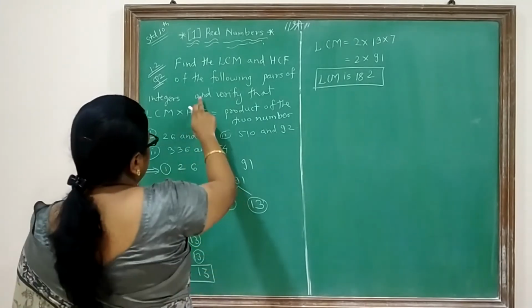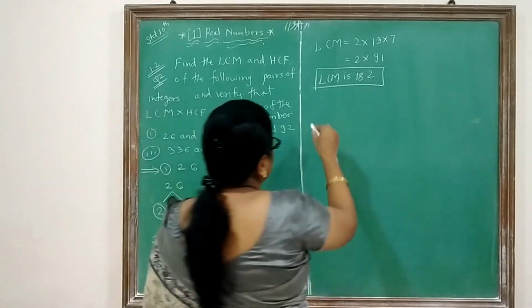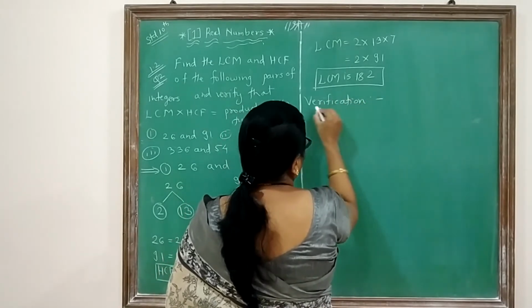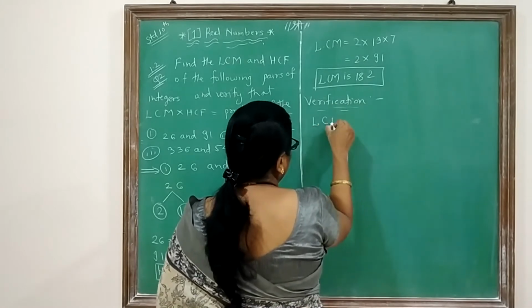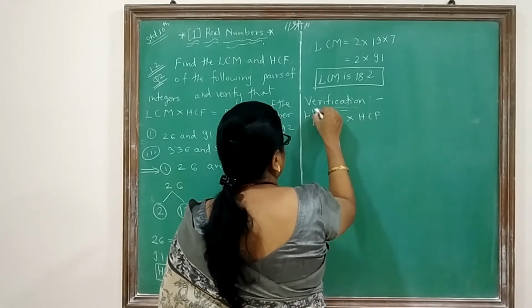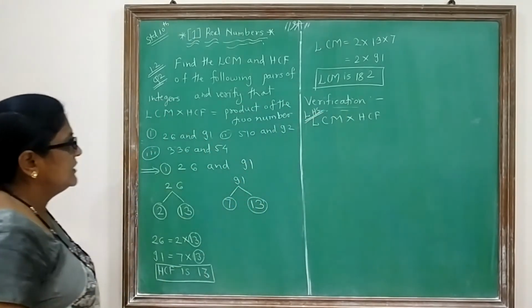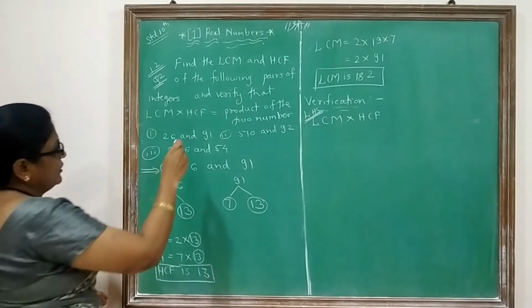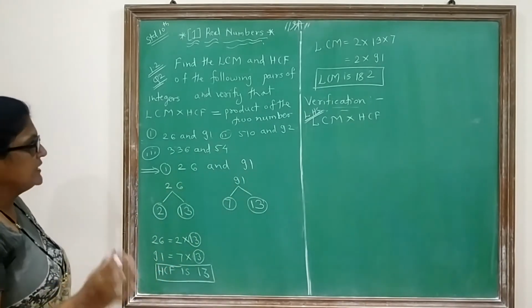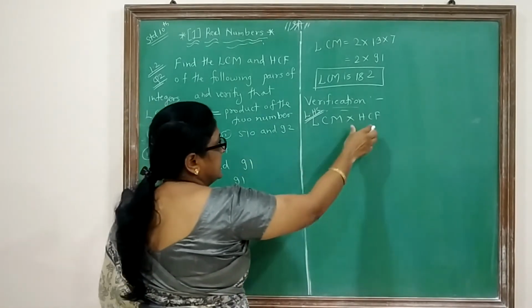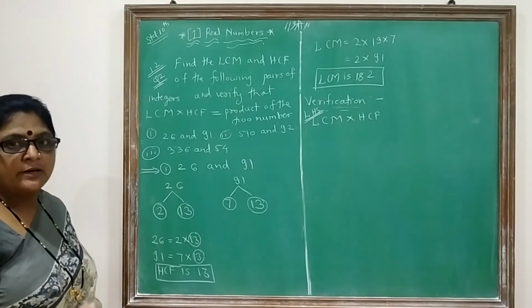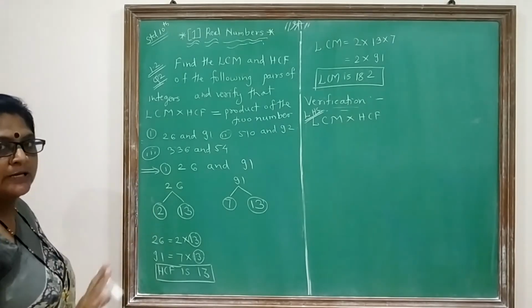182. Then you will write here verification, to check whether your answer is correct or not. Then LCM into HCF. This is your LHS side. Your LHS side is LCM into HCF, and it is equal to product of the two numbers. Product of the two numbers means these two numbers you multiply, and LCM into HCF also multiplied, then you will get the answer. If they are equal, then your formula is correct.